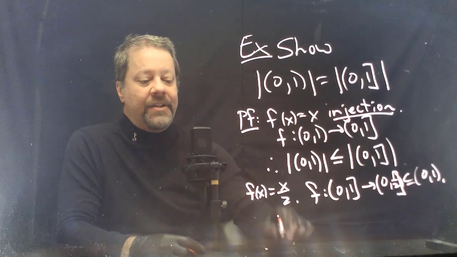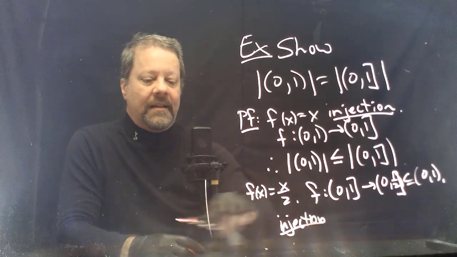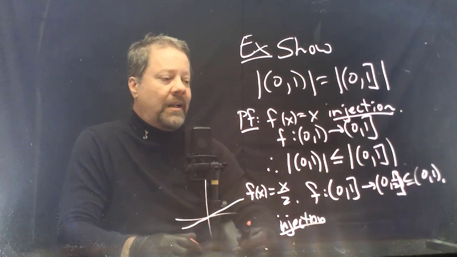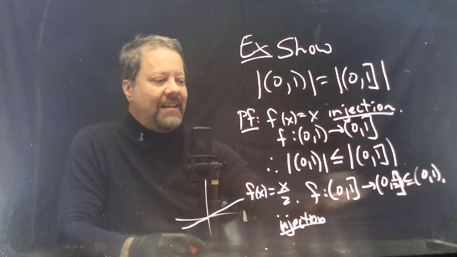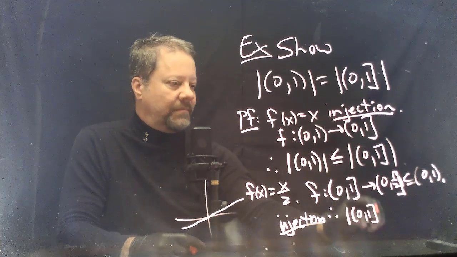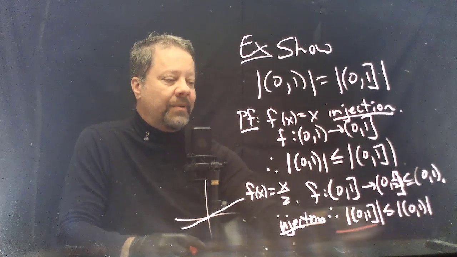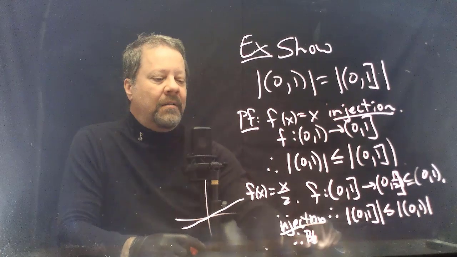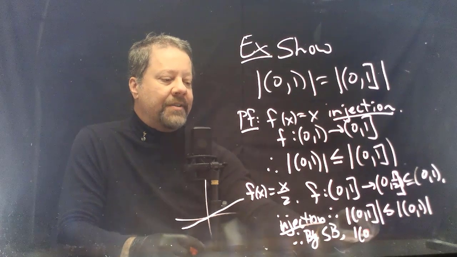And this is an injection. It's easy to see that this line is 1-to-1, satisfies the horizontal line test. So it's an injection, it's 1-to-1, and that means the cardinality of the set [0, 1] is less than or equal to the cardinality of the open interval (0, 1). Now, by the Schroeder-Bernstein theorem, the cardinalities are the same.